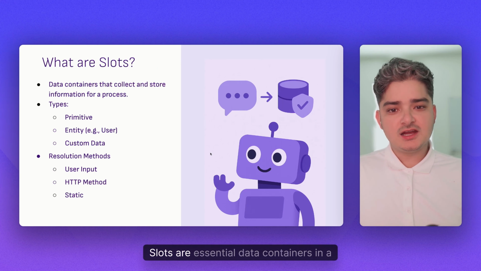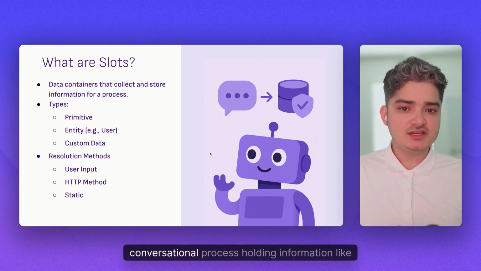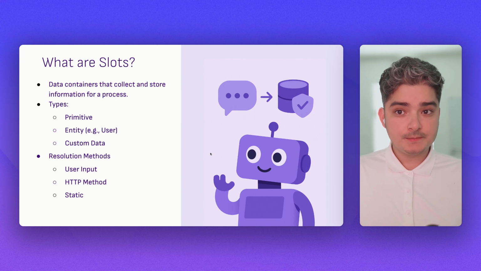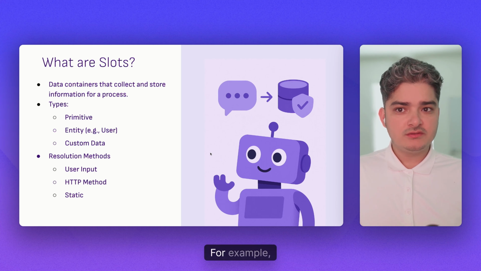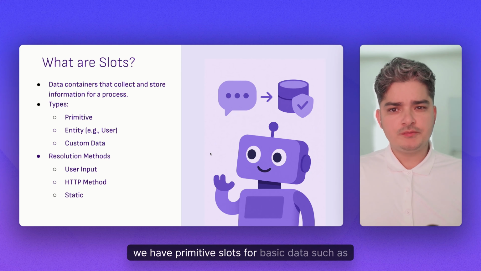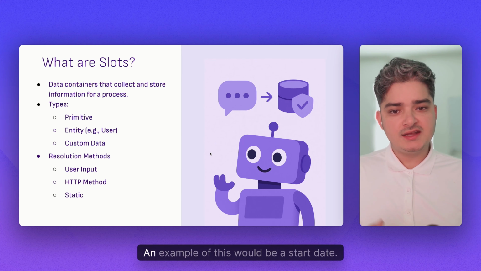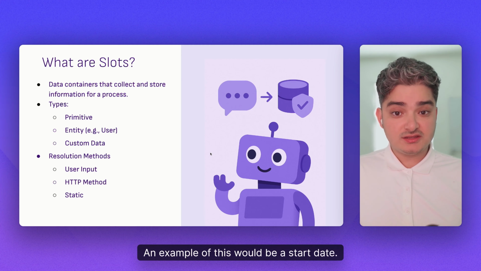Now that we know what activities are, let's explore the second component that provides context to activities, slots. Slots are essential data containers in a conversational process, holding information like dates, names, or business data. They come in different types. For example, we have primitive slots for basic data such as strings, integers, numbers, or booleans. An example of this would be a start date.